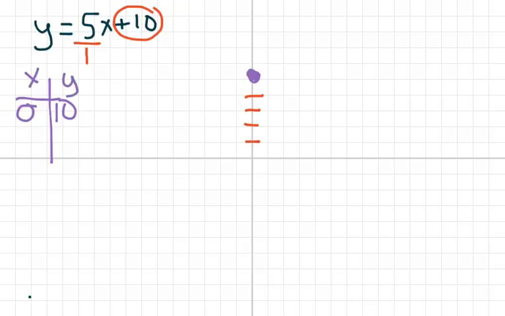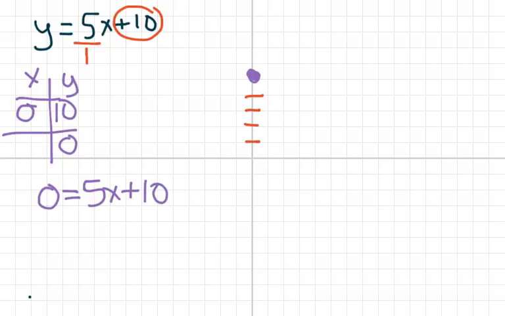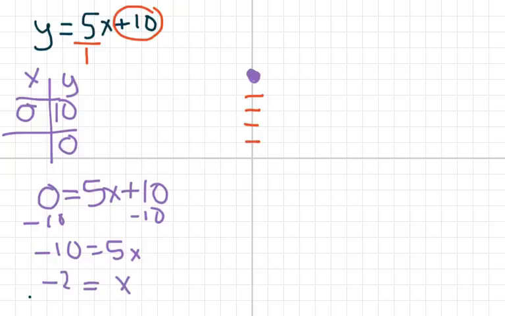Okay? Now we want to know what my x-intercept is, so when y is 0, what is x? So I'm going to solve for x, and I'm going to move the 10 over, subtract 10 from both sides. And we get negative 10 equals 5x. And clearly, x equals negative 2, or you divide both sides by 5. So when y is 0, x is negative 2. So I'm going to go by 2's again, and x is negative 2 here.